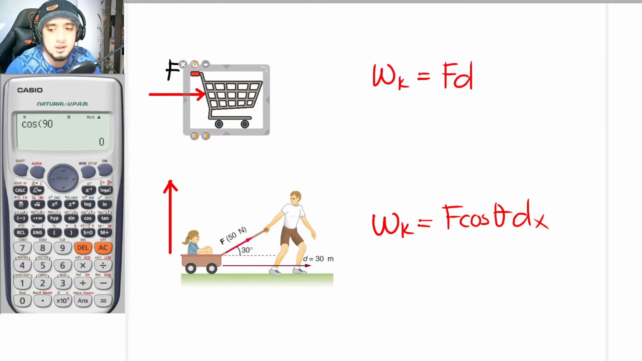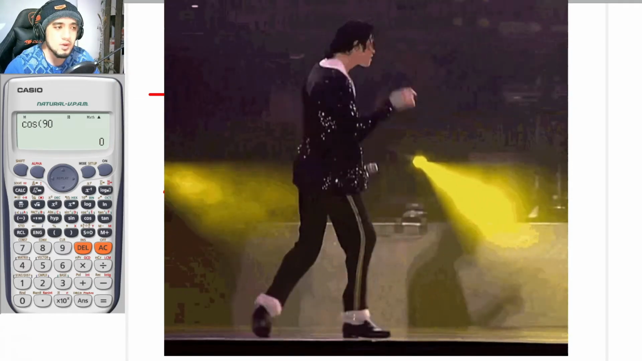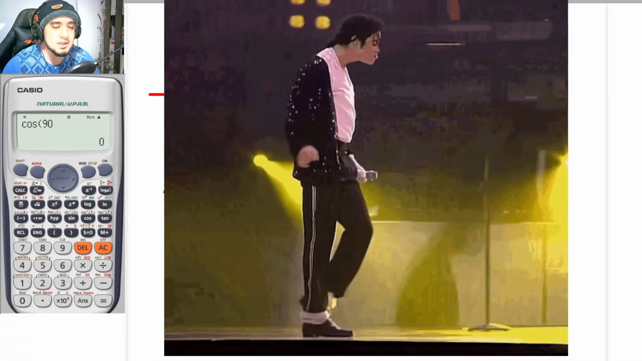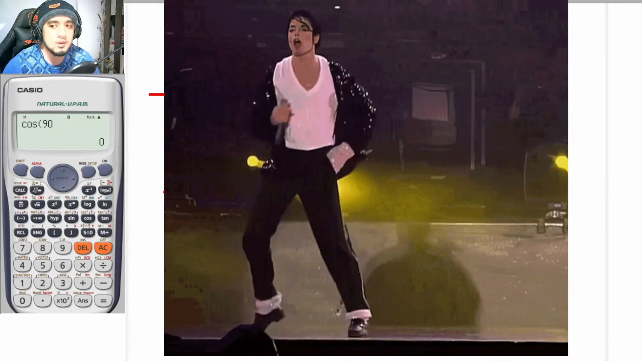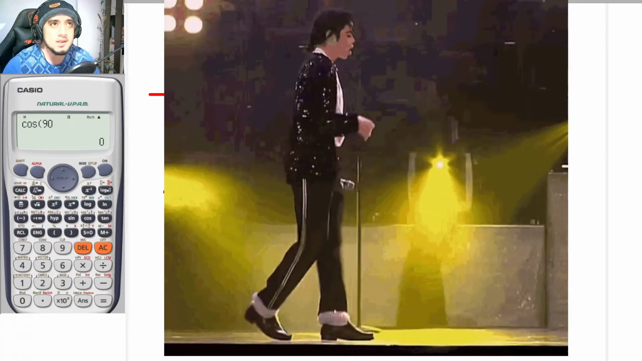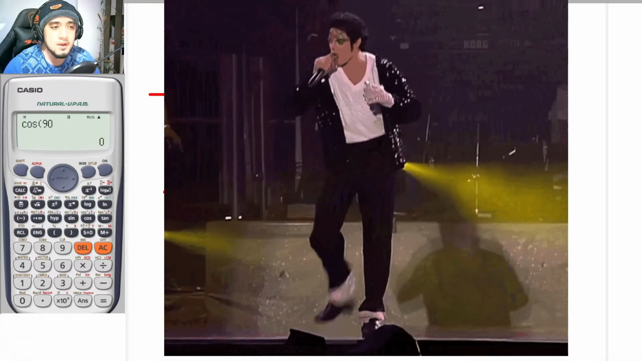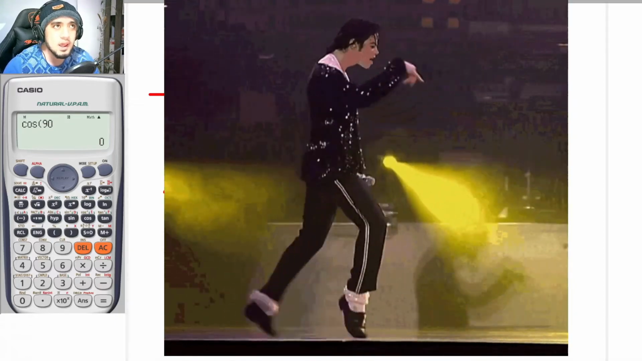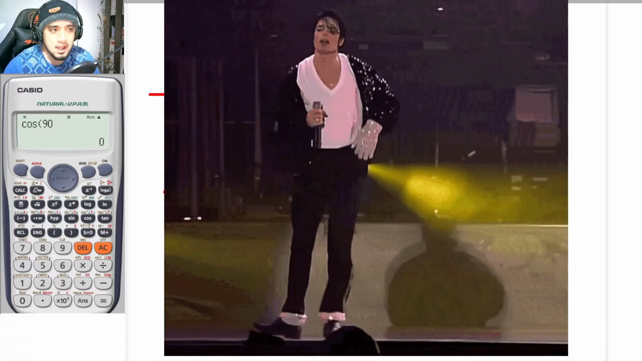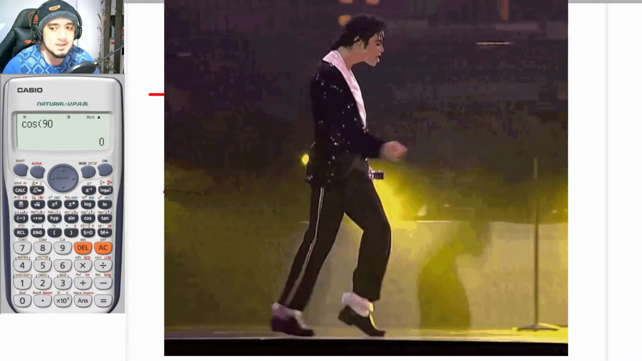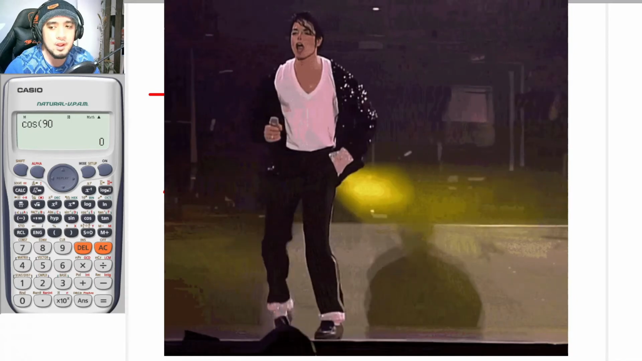So suppose that we have a special guest here named Michael Jackson. As you can see, he tried walking towards the right, but his displacement is going towards the left. So if that is the case, the work is negative. So we would have a negative work once again if, just like MJ here, he is walking towards the right, but his displacement is going towards the left.